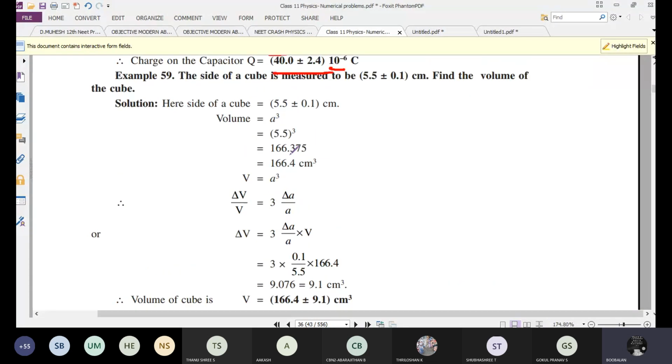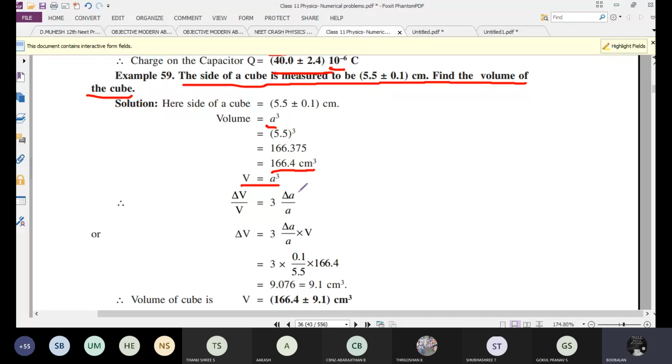See here, the side of a cube is measured to be 5.5 plus or minus 0.1 centimeter. So find the volume of the cube. The volume of the cube formula is L cube or A cube, no problem. A cube, so 5.5 cube value, you will get 166.4 centimeter cube. Del V by V. The power value will come in front. 3 into del A by A.